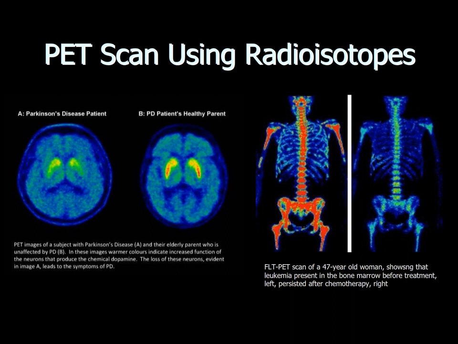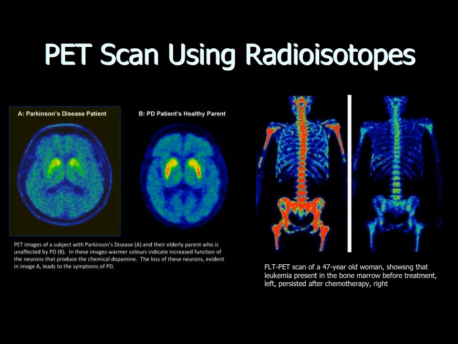Now, one type of technique that utilizes radioisotopes that you're likely to hear about is something called a PET scan. PET stands for positron emission tomography. Basically, this is a way to look at the metabolism of tissues or organs in the body by using a radioactive compound. For example, at the left-hand side, you can see two sections of the brain, and these would be transverse sections.